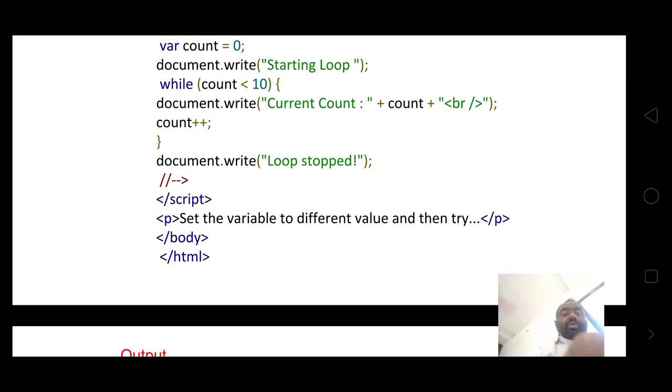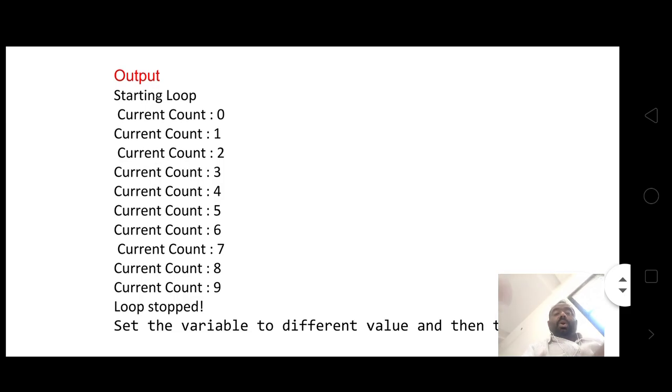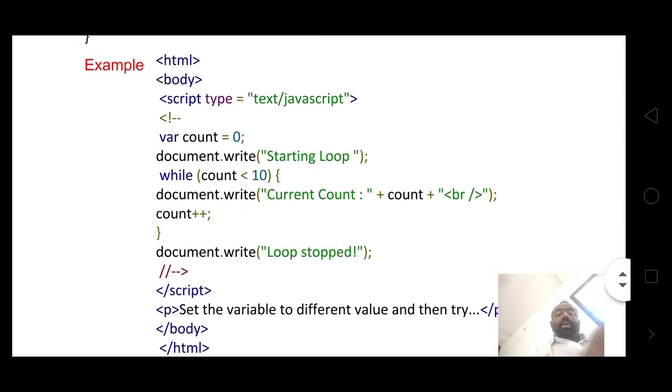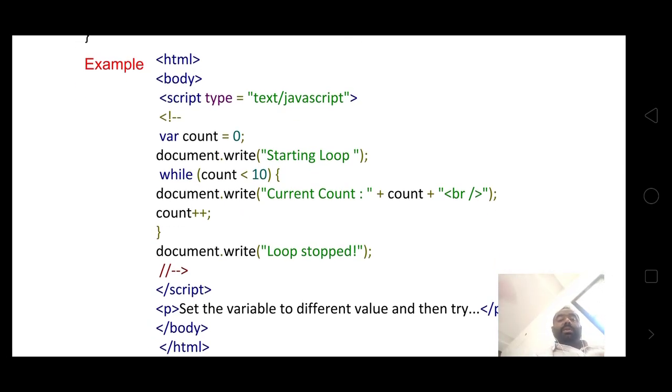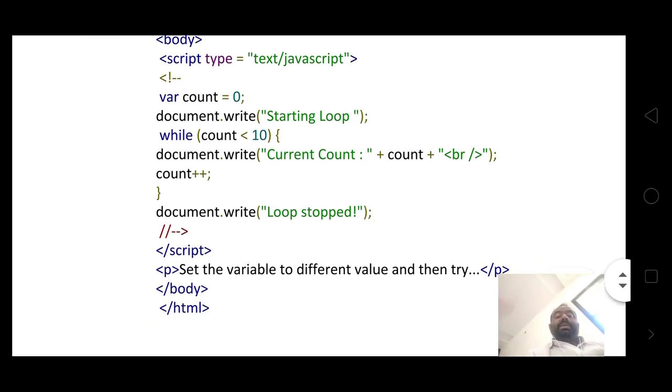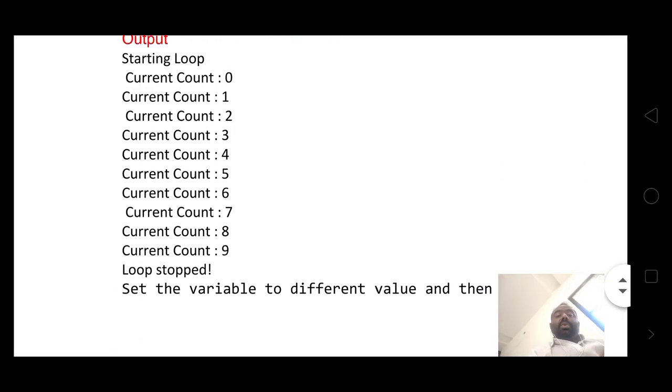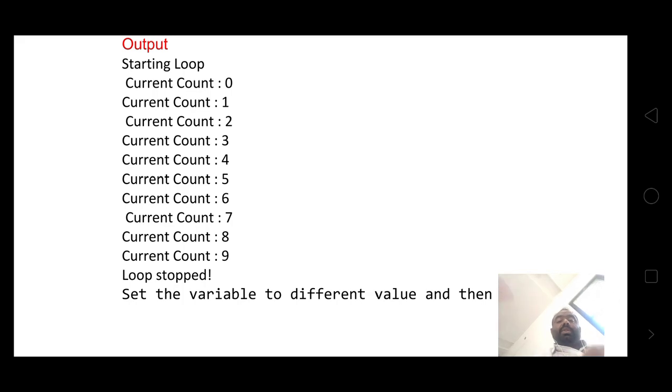Set the variables to different values and then try. Here, for example, the output is starting loop. You may write document.write starting loop, then document.write loop stopped, whatever it may be. Document.write current count, the current count is equal to 0 1 2 3 4 5 6 7 8 and 9, loop stopped.